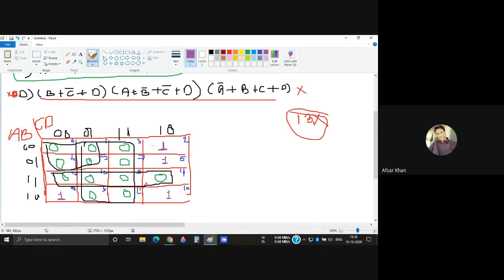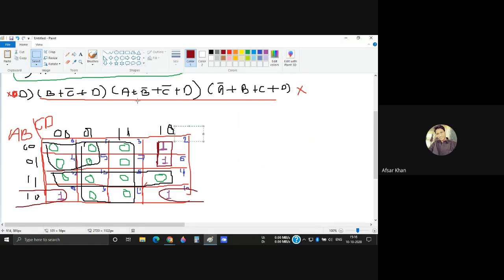Now, tell me the groupings. Tell me the grouping. This one quad, students, and pair. This one pair and this one pair. We have got two pairs. Now we have got two pairs. Yes or no? For these two pairs, quickly tell me the expressions.